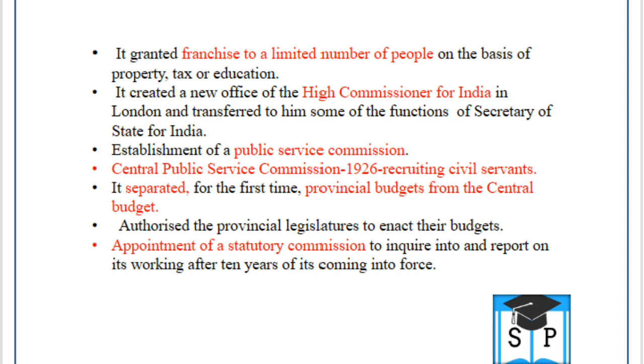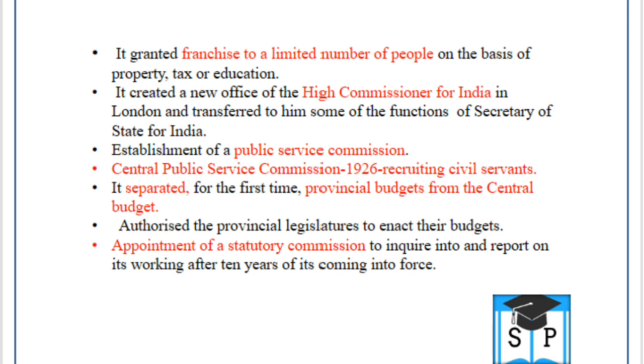This act also extended the franchise to a limited number of people on the basis of property, tax or education. This act also created a new office of the High Commissioner for India in London and transferred to him some of the functions hitherto performed by the Secretary of State for India.